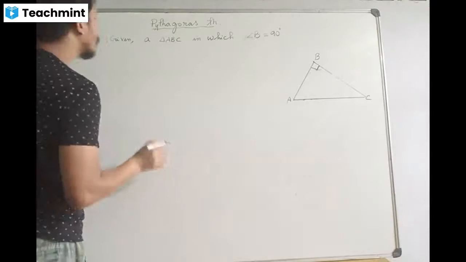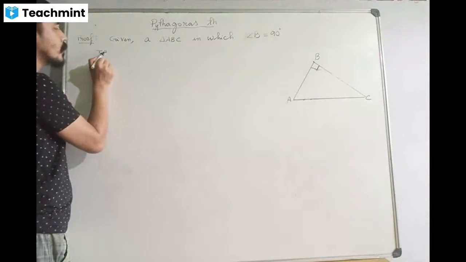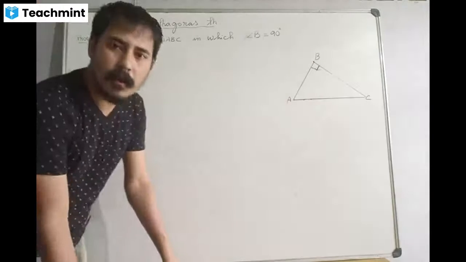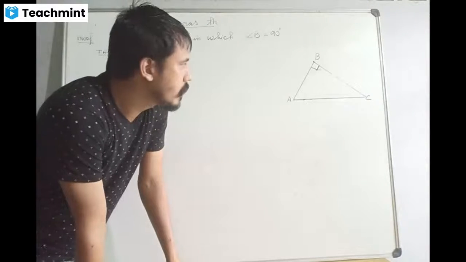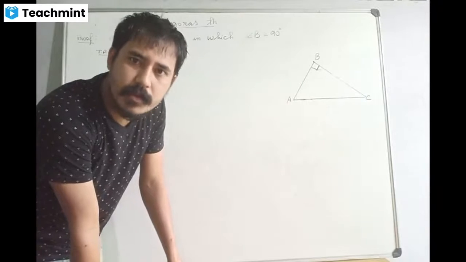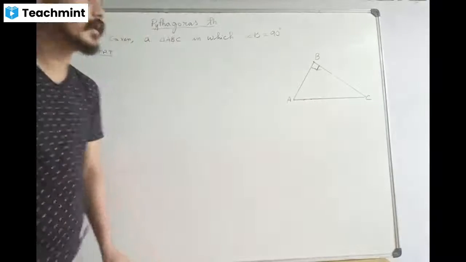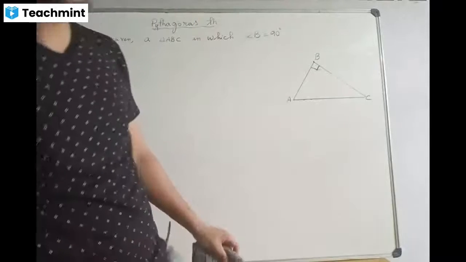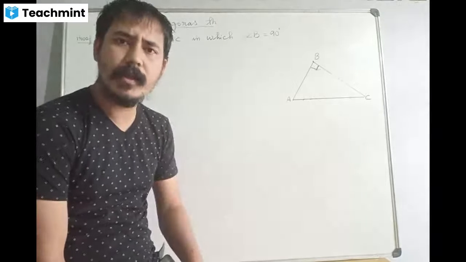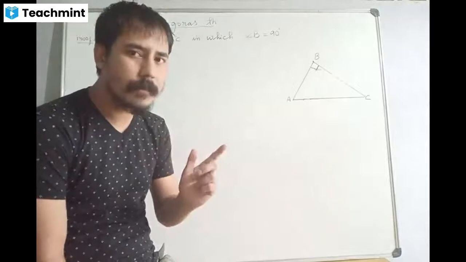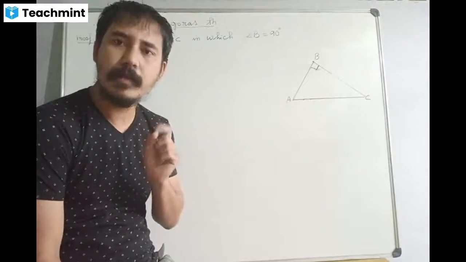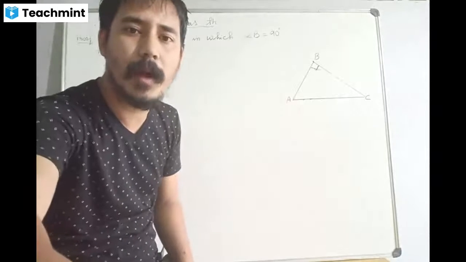Now, to prove that, what do you want to prove? You want to prove that if it is a right triangle, then the square on the hypotenuse should always be equal to the sum of squares on the other two sides. That is all we want to prove. Now, in this right triangle, can you identify which one is the hypotenuse? Remember, the side which is opposite to your right angle is always the longest side, the hypotenuse.